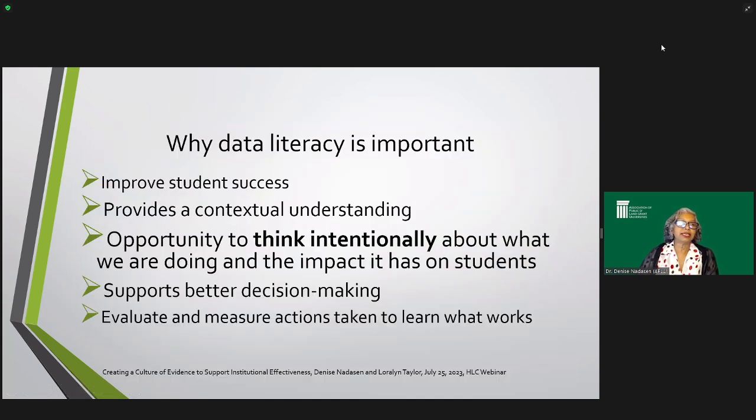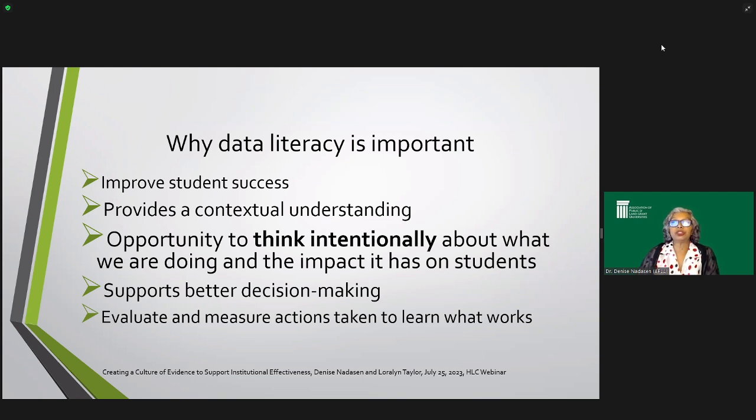So why is data literacy important? We have been addressing the same problems in higher ed for decades and made very little progress in student success. Part of that is because our decisions are often based on an incomplete understanding, isolated experiences, educated guesses, and anecdotes, and sometimes psychological factors. What we think works may not always be working as effectively as we want. So data can provide some information to help us understand how well our strategies are working.